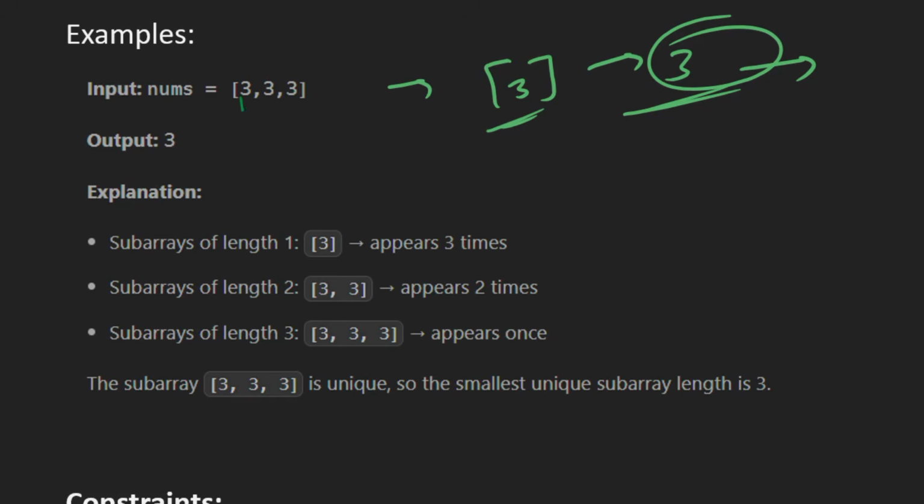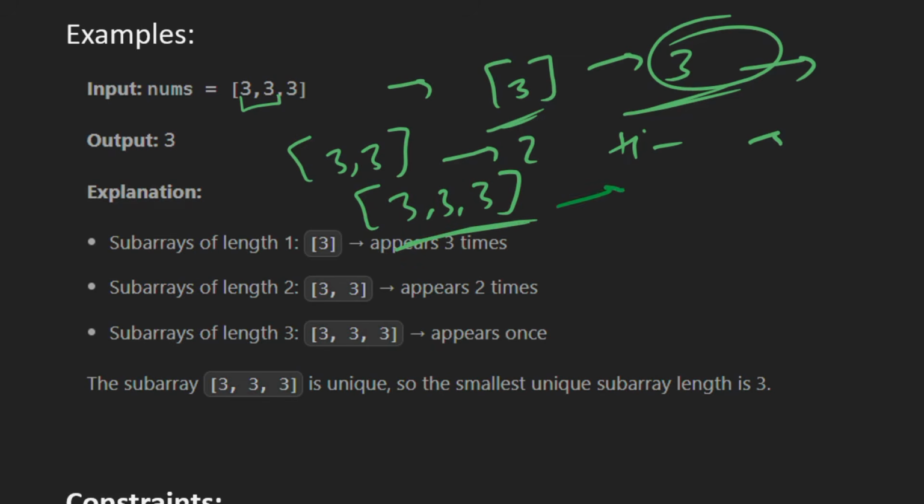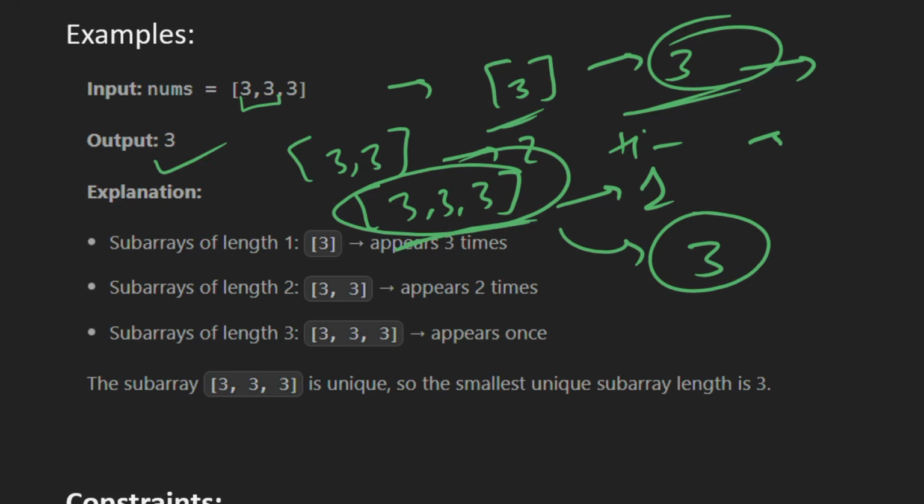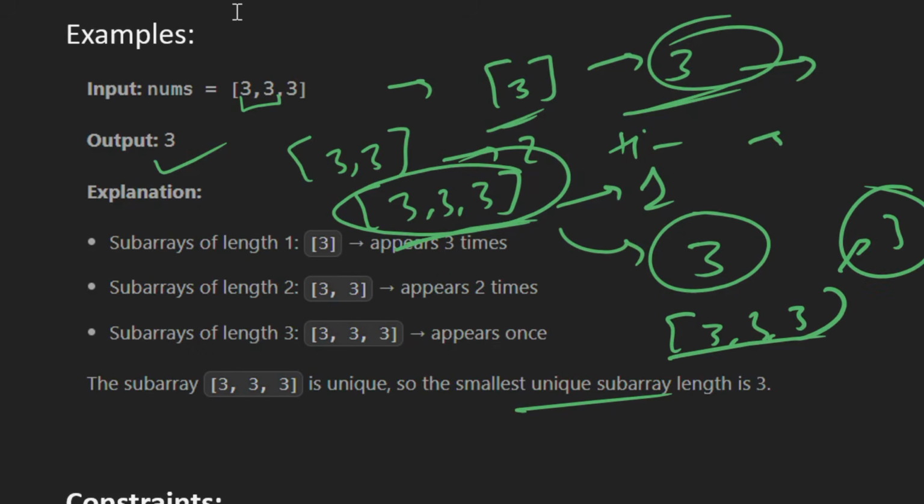Then if we take length 2 subarrays, it is 3 3, and it is appearing 2 times, so it is also not unique. Then we take a length 3 subarray, and its frequency is 1 because it appears only one time, so our answer is this subarray, and its length is 3. So the smallest unique subarray is 3 comma 3 comma 3, and its length is 3, so 3 is our answer.